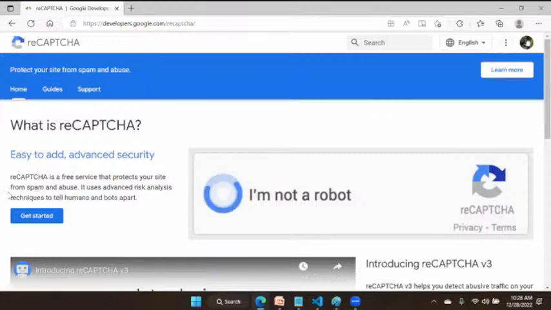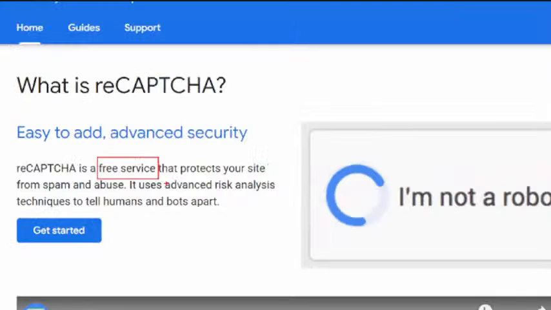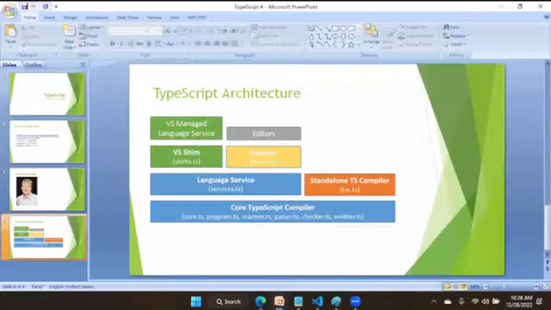They are saying that CAPTCHA is a free service. What is meant by a service? It means they have already written it. You just have to inject and use it. So I told you this just to explain the concept of what a service is.